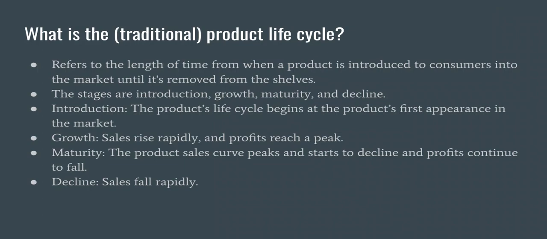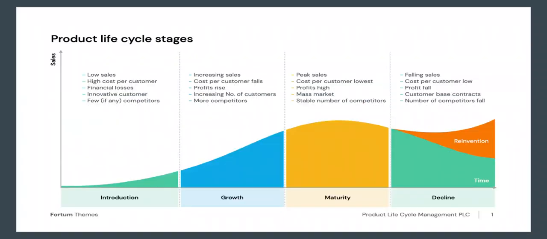Introduction is when the life cycle begins. It's at the product's first appearance in the market, like I mentioned before. Growth is when sales rise rapidly and profits reach a peak. Maturity is when the product's sales curve peaks and then starts to decline, and profits start to fall. And then decline is when sales fall rapidly, which eventually leads to the product being removed from the shelves.